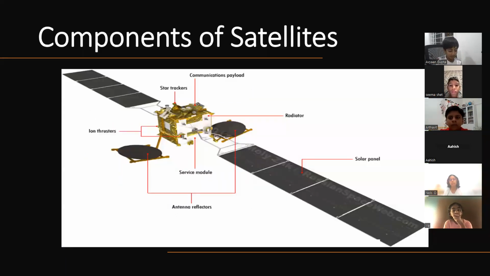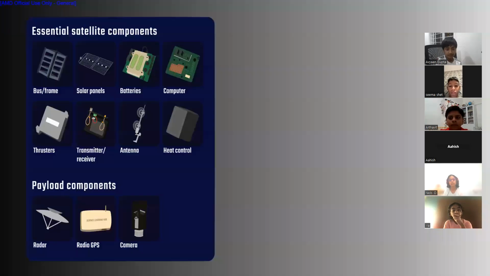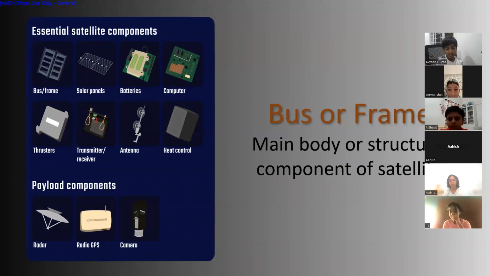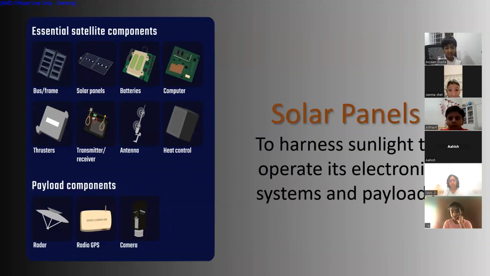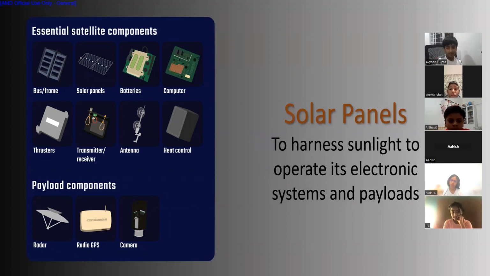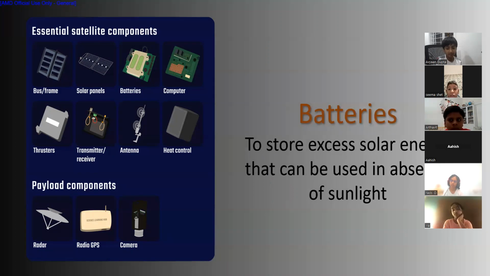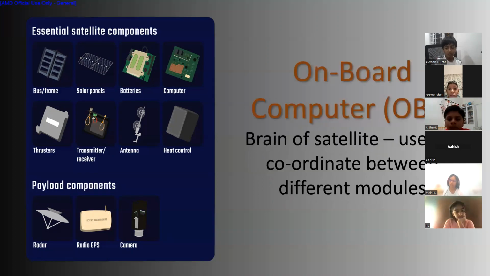Now let me tell you about the components of a satellite. Bus or frame. It is the main body or structural component of satellites. Solar panels are used to harness sunlight to operate its electronic systems and payload. Batteries. They are used to store excess solar energy that can be used in the absence of sunlight. Onboard computers. It is the brain of the satellite which is used to coordinate between different modules.